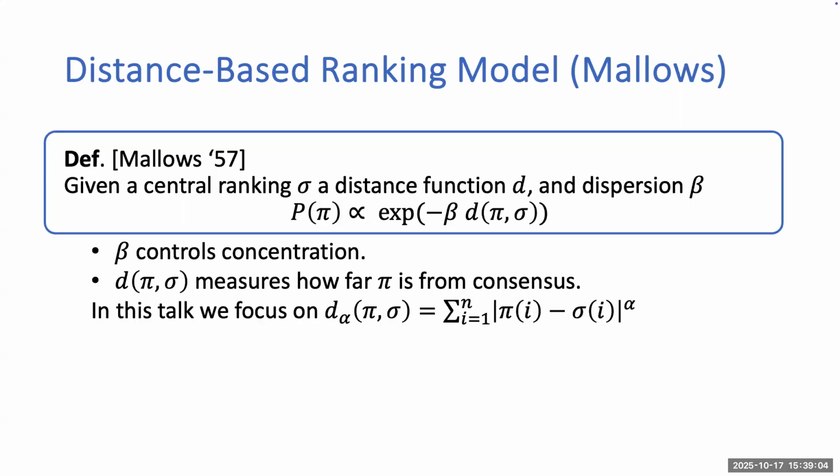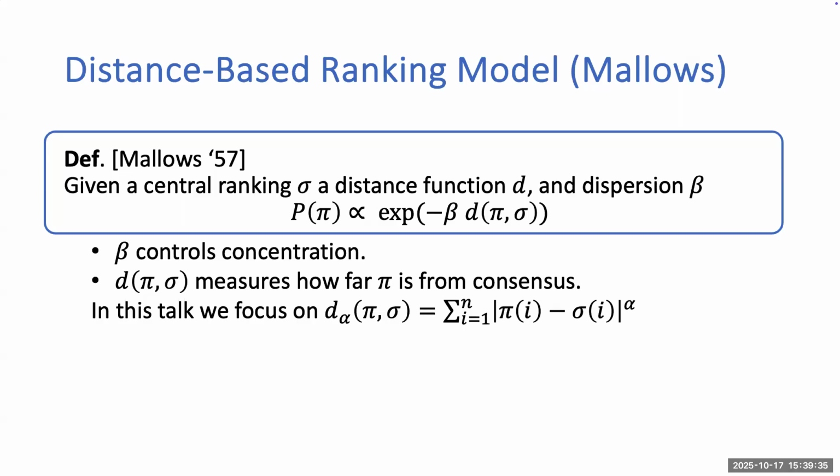The distance can be anything you can define on the space of all permutations. So these pi's are observed permutations and sigma is the inherent quality of chocolate, let's say. And beta is controlling the concentration. The higher it is, the more similar the samples we see are to the central ranking sigma.